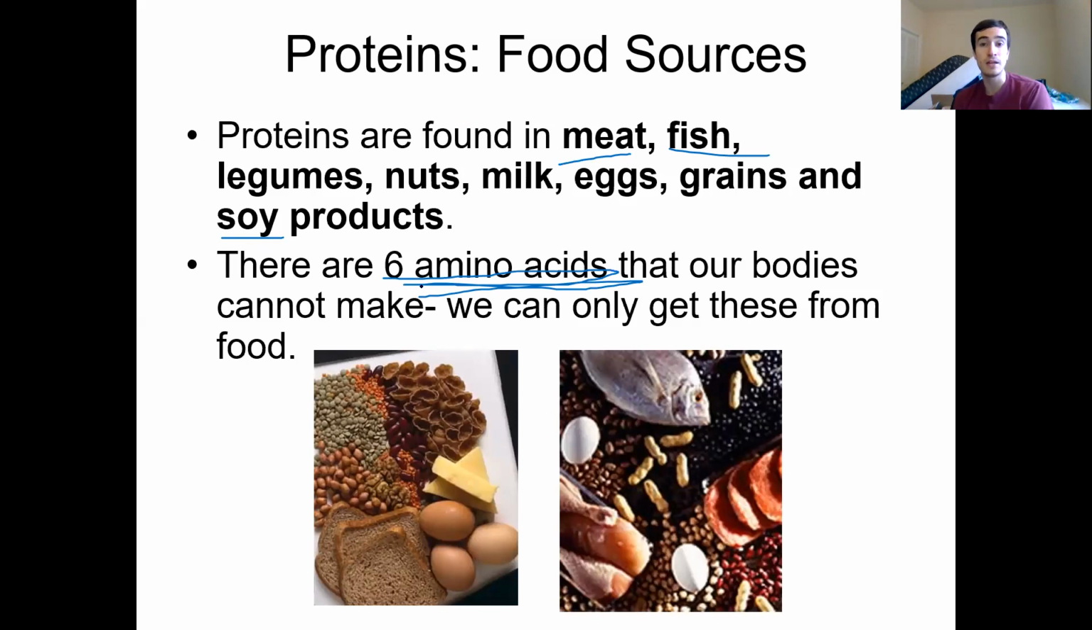So proteins are made out of amino acids that we get from eating things like meat, fish, milk, soy, stuff like that. And we use them for tons of different things, but especially for building and repairing tissues in our body, and also for acting as enzymes to speed up chemical reactions and help us break down the food that we eat.